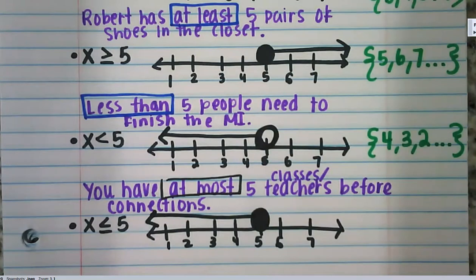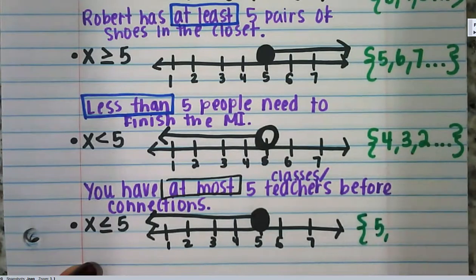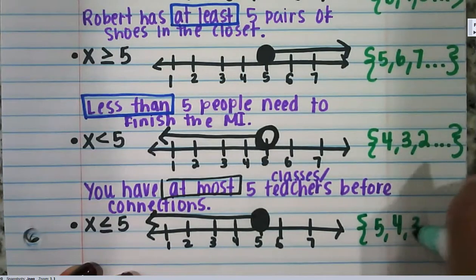And so what numbers will be included in our solution set? Well, let's write it out. 5 could be included because we may have 5 classes, 4 classes, 3, and so on.